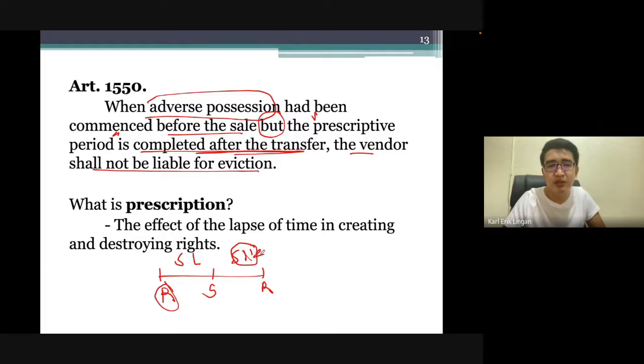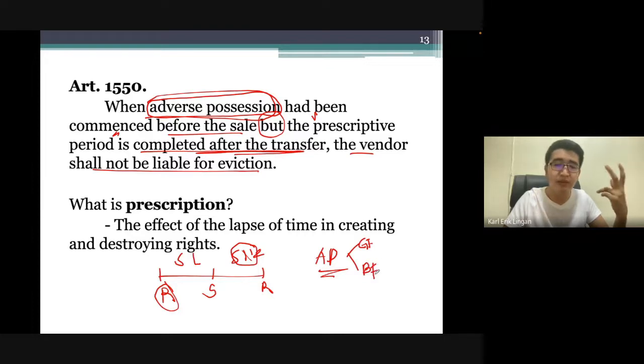Pero ano yung adverse possession? Para lang aware kayo. Okay, adverse possession is when you possess a property initially without a right. Okay. There are two kinds of adverse possession. Adverse possession in good faith. Adverse possession in bad faith. Dalawa yan. Okay? Adverse possession in good faith, since you are in good faith, the prescriptive period is 10 years. If you are in bad faith, the prescriptive period is 30 years.